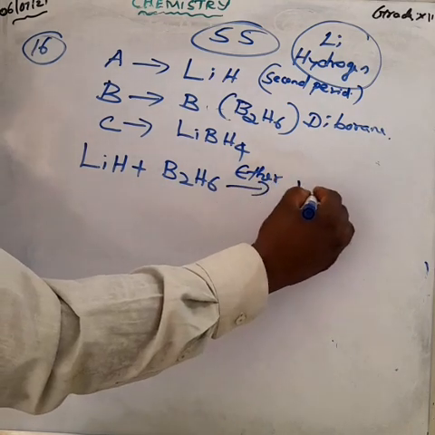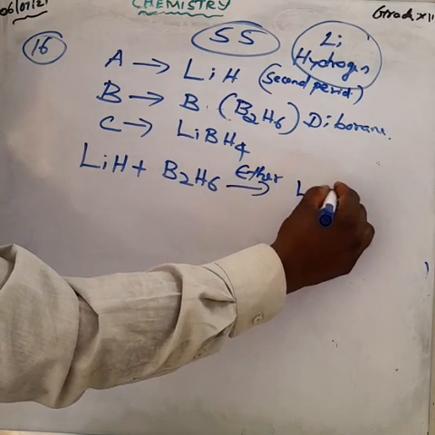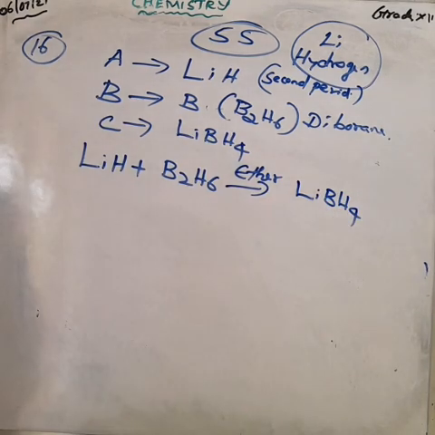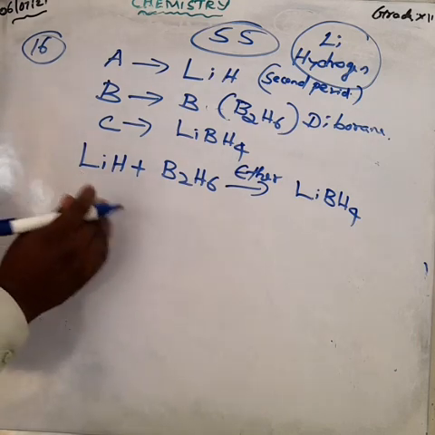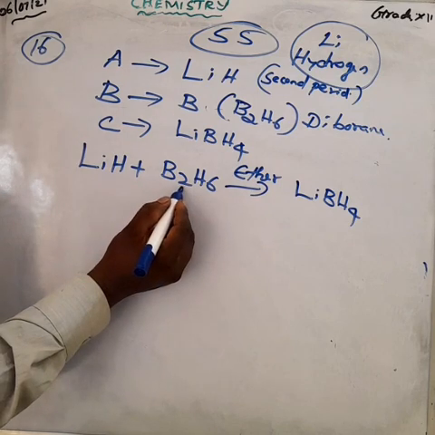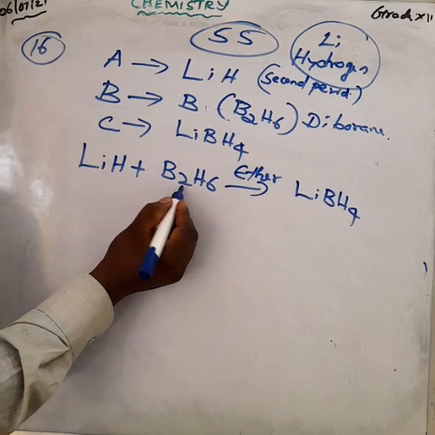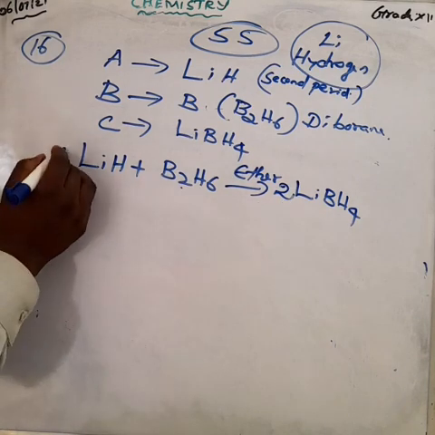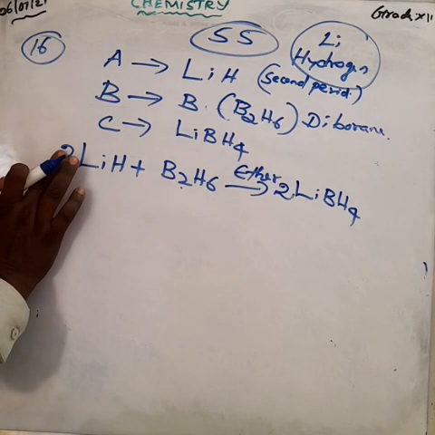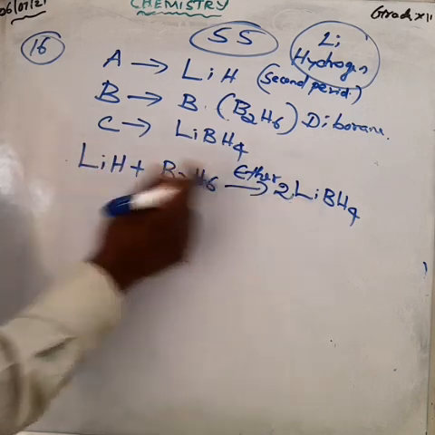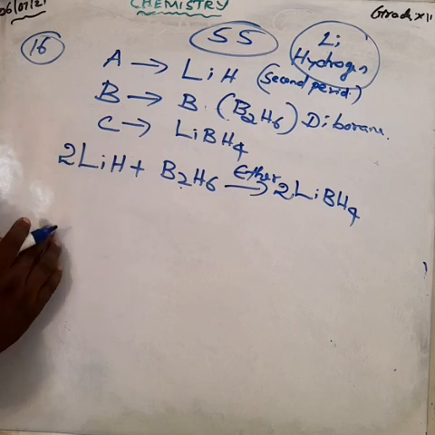The formula is LiBH4. Okay, LiBH4. So how can you balance the equation? On the reactant side, diborane B2 has 2 borons, so make the product side also 2: 2LiBH4. So how much lithium is there on the product side? 2. So make the reactant side also 2. Now the equation is balanced.